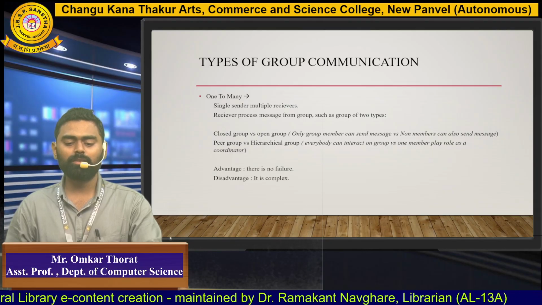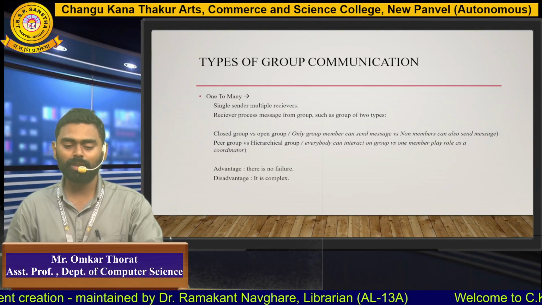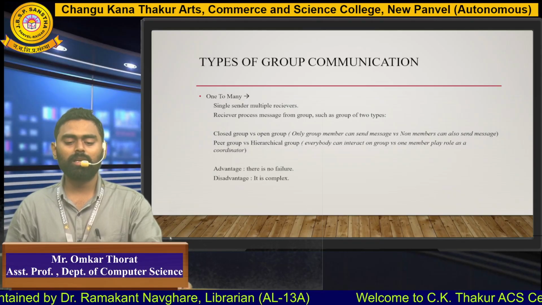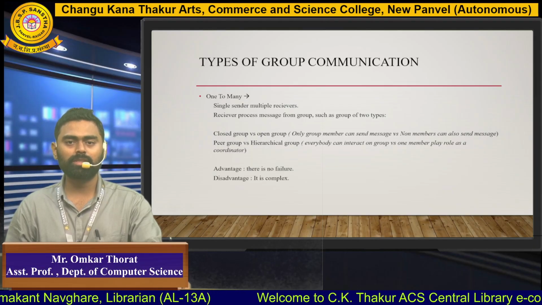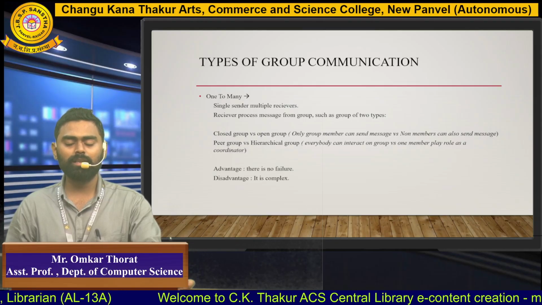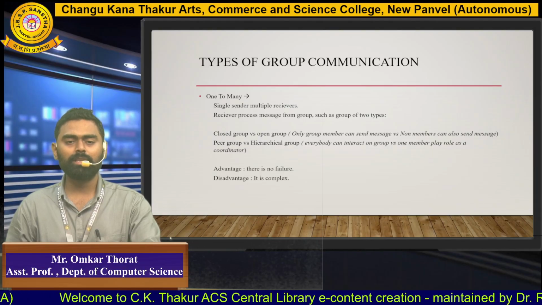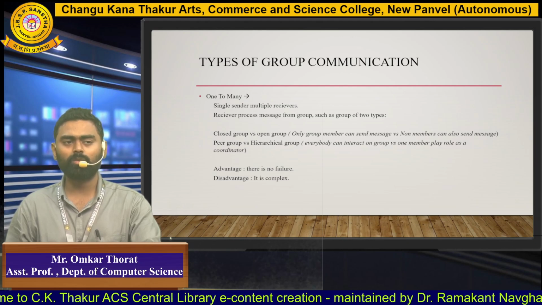Now the advantage of these types of communication groups is that there is no failure, and the disadvantage is that it is complex because there are multiple members, right? Everybody can interact in groups versus one member playing a role. If we say one to one, it is safe and easier, but in this group type, one to many, this is a disadvantage. It is very complex to identify who sent this message or who will receive it.